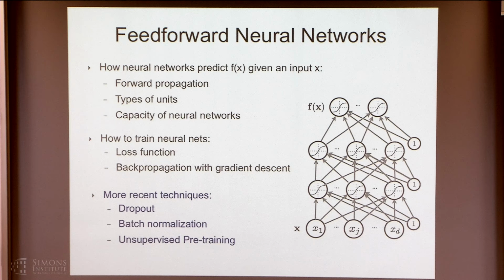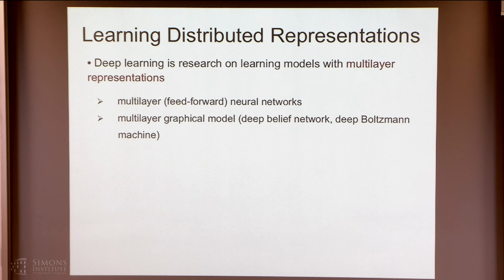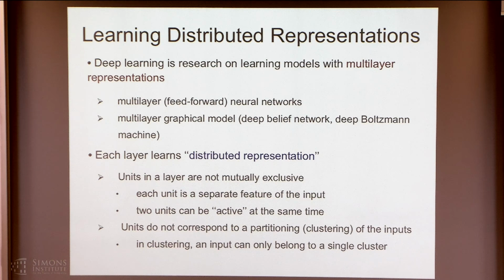So let me focus a little bit more on the reasoning techniques, because I think these are fairly important for training these models. One of the key components of these models is that you're learning so-called distributed representations. You have multi-layer feed-forward networks, or later throughout the tutorials we're going to talk about multi-layer graphical models like deep belief networks and Boltzmann machines. You can think of every single layer as learning distributed representations. Every single latent variable or unit is not mutually exclusive. Every single unit is a separate feature in the input, and two units can be active at the same time.